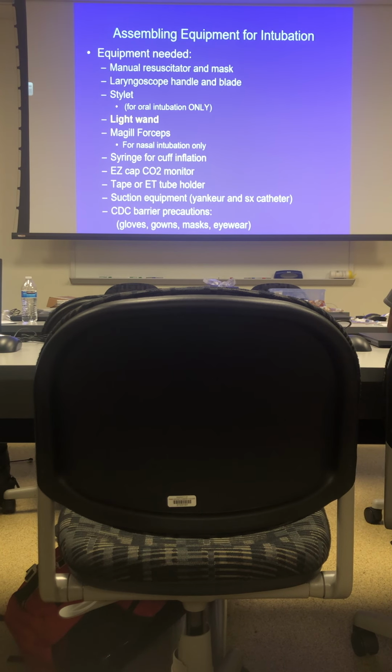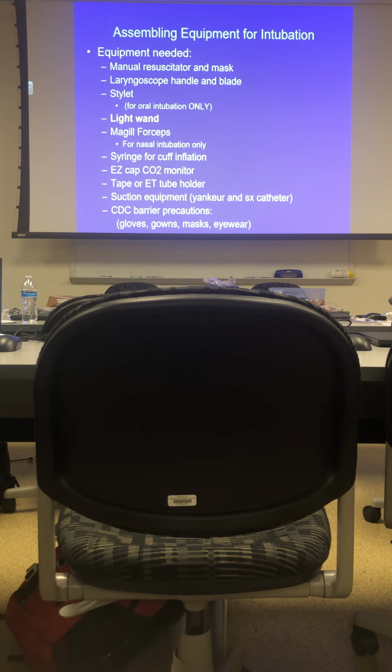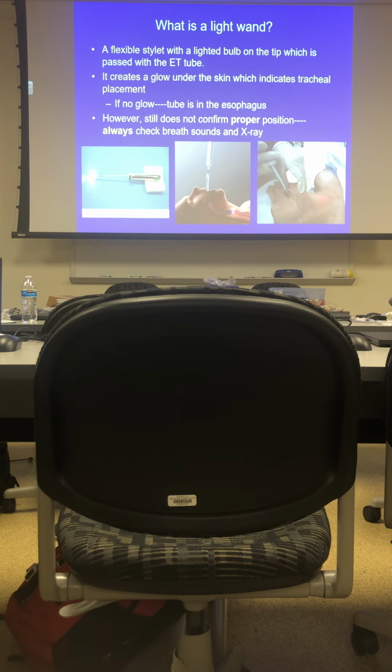The light wand is something that's new. It's just a stylet that has a light on the end. It's called a light wand, and it lights up as you're intubating, so you can see if you're in the trachea. You can see a glow. If you're in the esophagus, you won't see a glow.